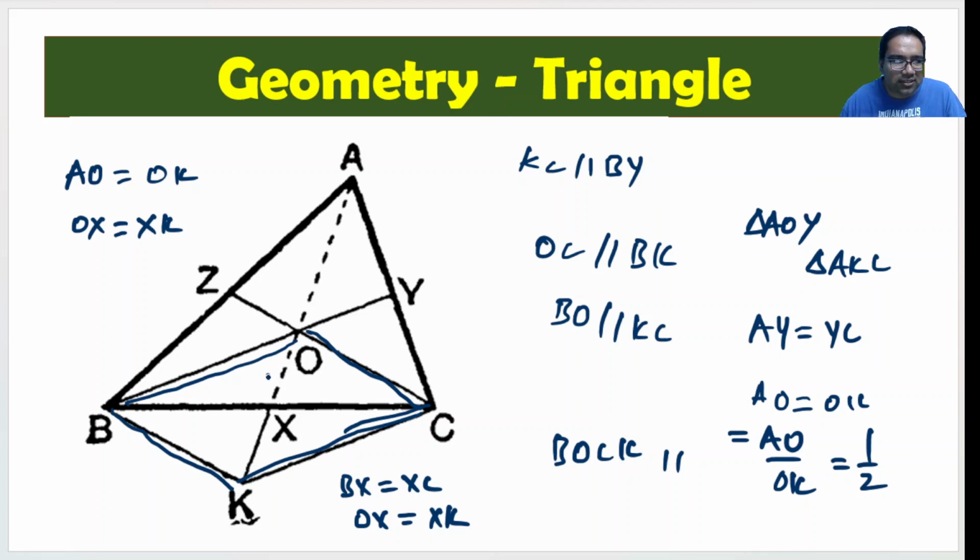If this length is L, this length is L, this length is actually 2L, right? OK is equal to AO and OX equal to XK. OX equal to XK, that means if this is L, this is L. OK is equal to AO, that means this is 2L. Now, O is dividing this AX in the ratio of 2L is to L, which is 2 is to 1. This is what we wanted to prove, right? The centroid is dividing the median in the ratio of 2 is to 1.